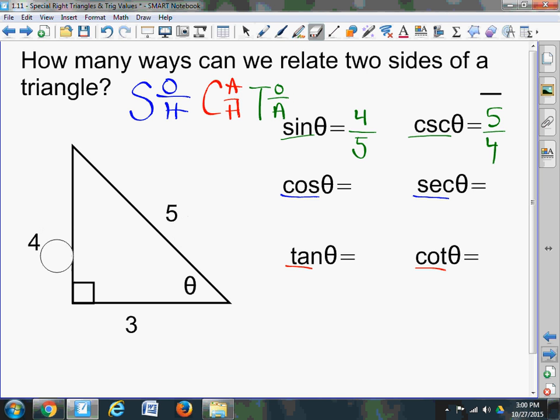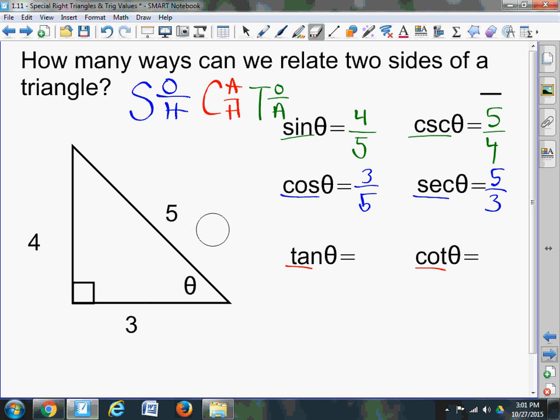All right, for cosine, cosine is the adjacent side over the hypotenuse. Now, both of these sides are technically adjacent to theta, but since 5 is across from the right angle, that's the hypotenuse, and 3 would be the adjacent side. So we'd have 3 over 5, and secant would be 5 over 3.